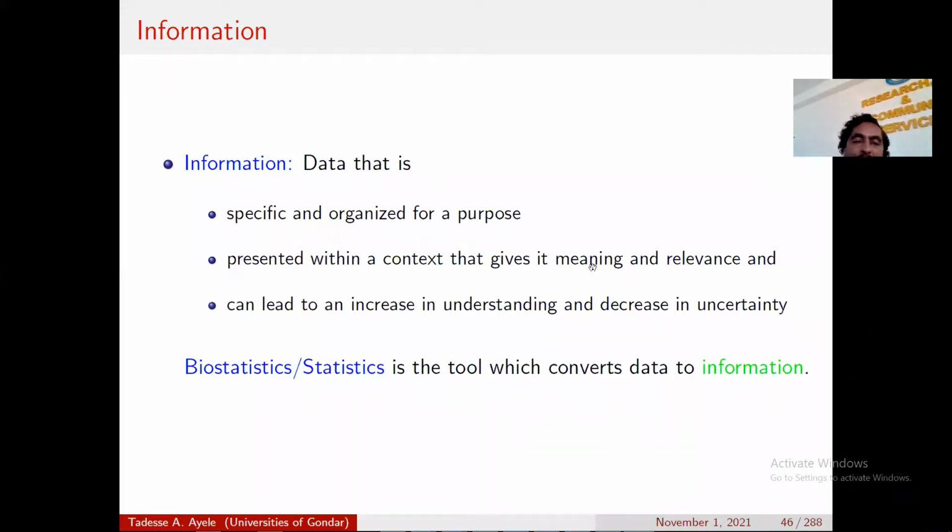So information is defined as processed data. When data is processed, then we generate information. So information is specific and organized for a purpose, presented with a context that gives it meaning and relevance, and it can lead to an increase in understanding and a decrease in uncertainty. So biostatistics or statistics is the tool which converts data to information.